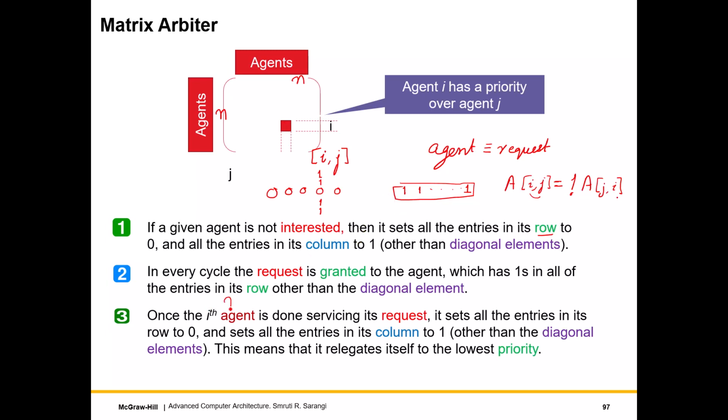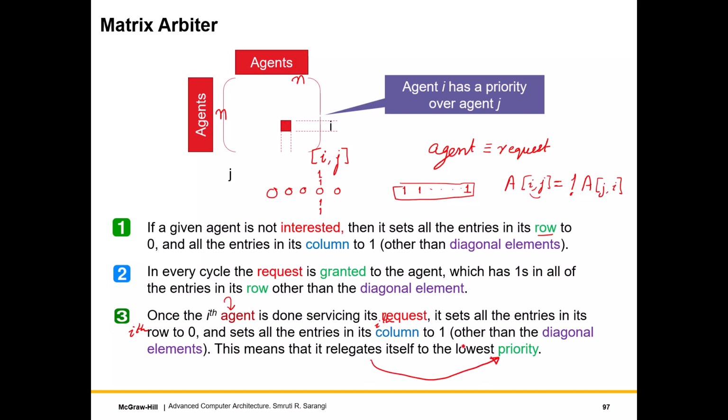So once the ith agent is done servicing its request, it sets all the entries in its row to 0 and sets all the entries in its column, the ith row, ith column, let me mention that, to 1. This basically says that, look, I am done. Now I set all the entries in the row to 0, which indicates that I now have the lowest priority. Everybody else has a priority higher than me. So you people may go ahead. So this means it relegates itself to the lowest priority.